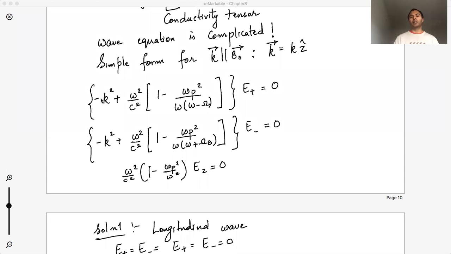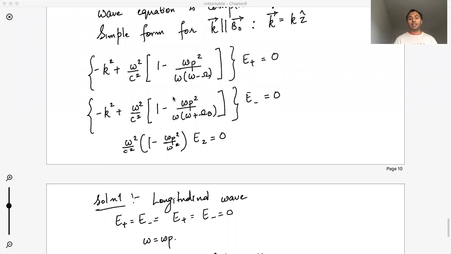You'll immediately notice that the equation is very similar to what we had before if I put this capital omega equal to 0, right? Which makes sense because if I just put the magnetic field equal to 0, then the plasma again becomes isotropic. You'll get back the dispersion relationships you had. But now let's actually look at the solution.